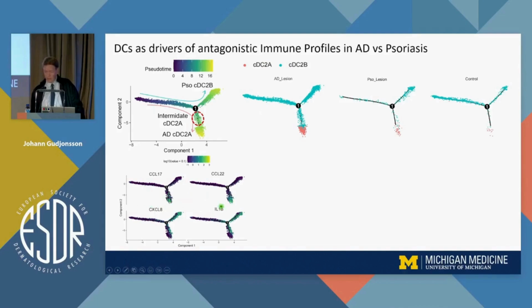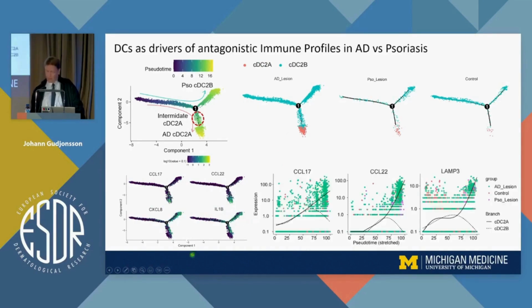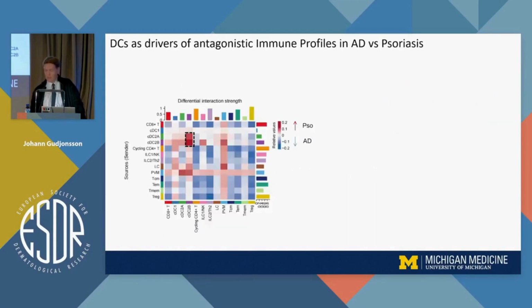The chemokines are really expressed here on the atopic dermatitis, the DC2A end, whereas the IL-8 and IL-1B are much more on the psoriasis end. And then you can see how these dendritic cells are really diverging in terms of their immune activation in these 2 different disease states, where it's going up in atopic dermatitis and down in psoriasis. And then you can look at differentially expressed interactions, looking at the ones that are enriched in psoriasis versus the ones that are down in atopic dermatitis.